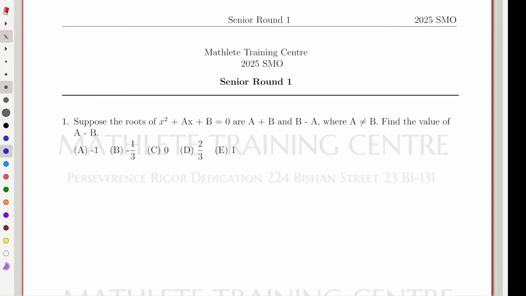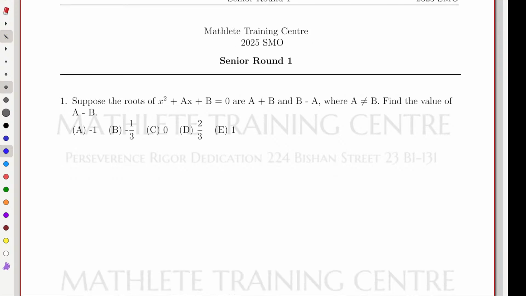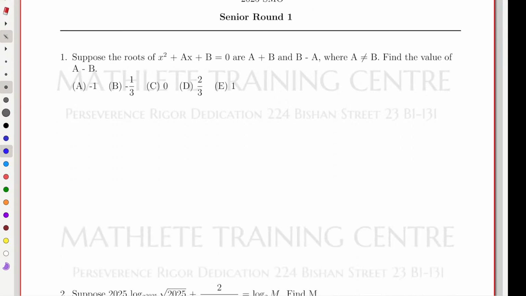Okay, let's take a look at question number one here. We are going to suppose that the roots of this quadratic equation x squared plus ax plus b are a plus b and b minus a. I want to find the value of a minus b.